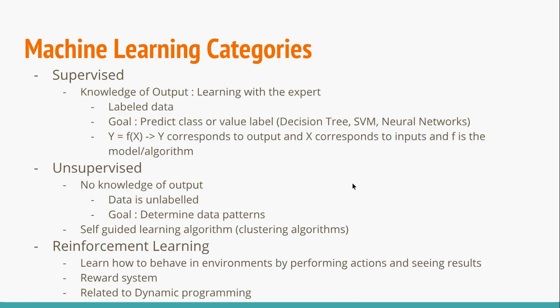Unsupervised is basically when you don't have much knowledge of the output, but you know broadly what category it belongs to, right? So here you determine data patterns, and it's more like a self-guided learning algorithm, right? And the most important thing is, in the first case you label the data. You say this is what it is, and the system uses this information to process further, right? In the second case, the data is not labeled, right?